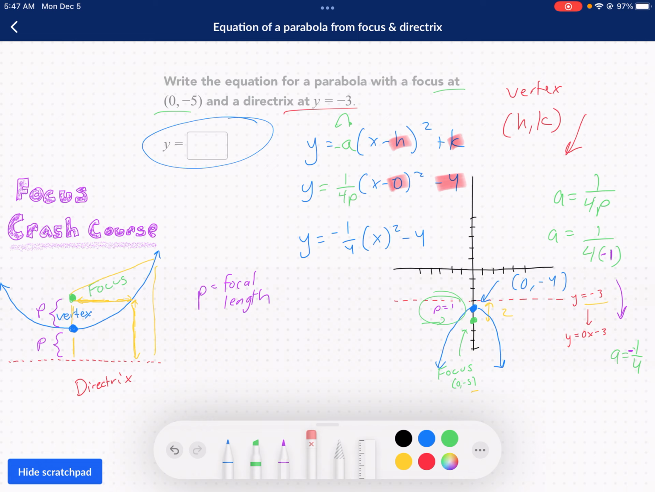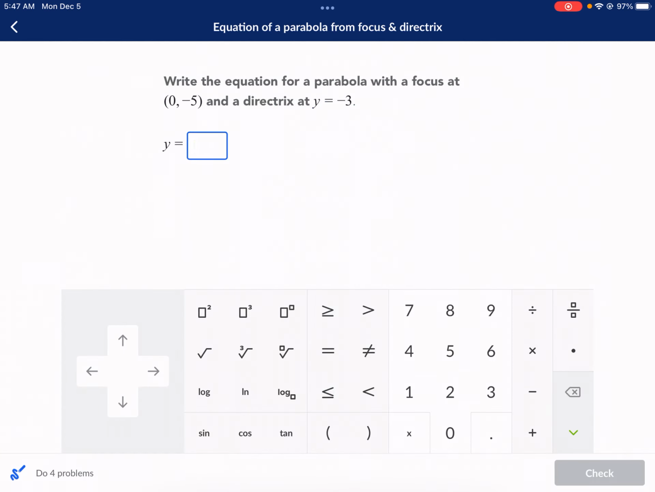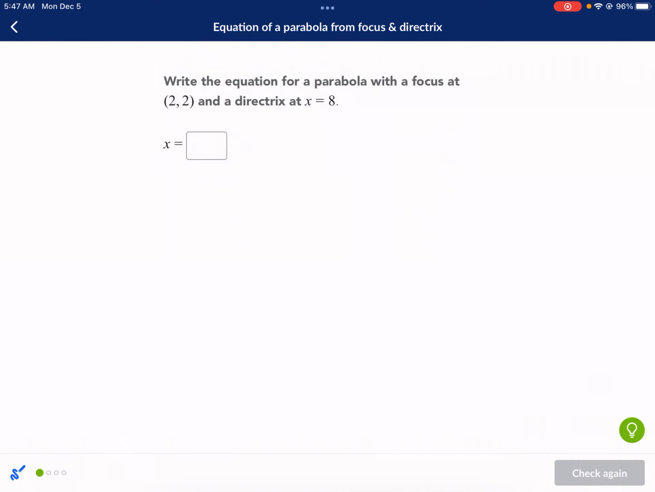So I'm going to type in negative 1 over 4, x squared minus 4. Let's see here. I need to make sure I get this right. Negative 1 over 4, because my focal length was 1, times x squared. We don't need parentheses because it's minus 0, and then minus 4, and we're going to check it. And there we go. We got that one right.